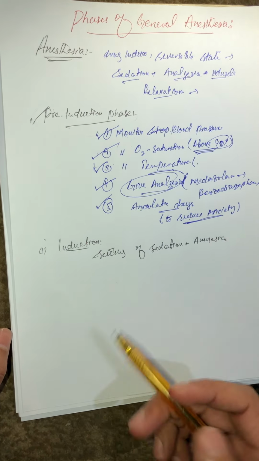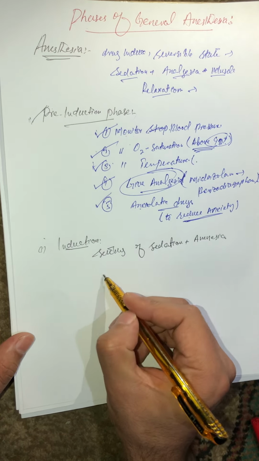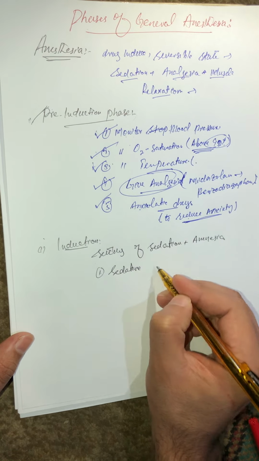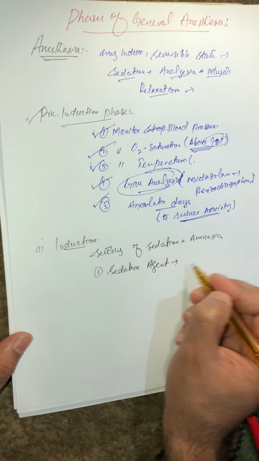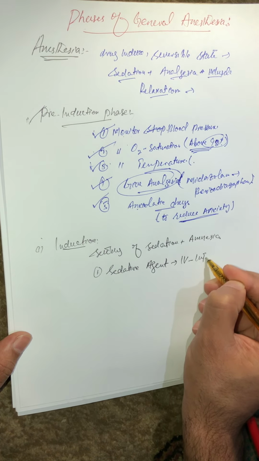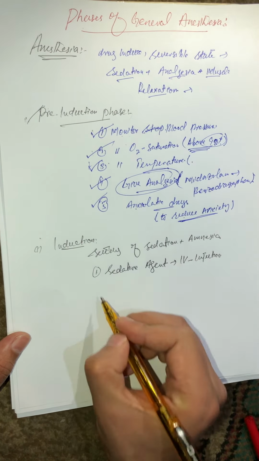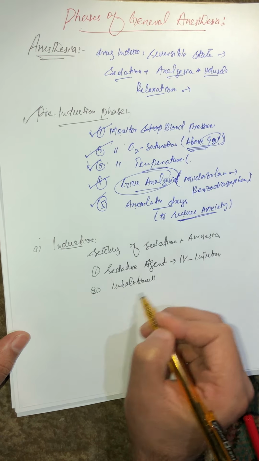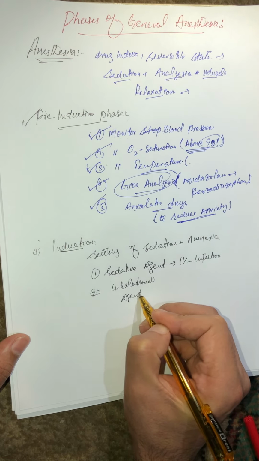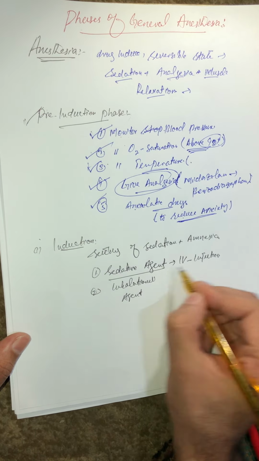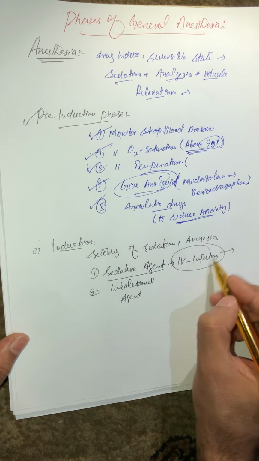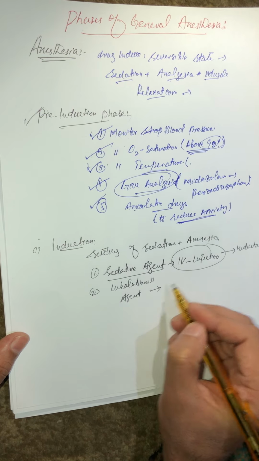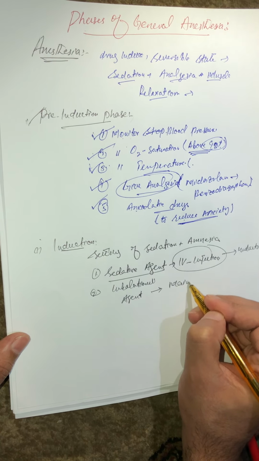Like we have studied, there are two types of agents. The first one is the sedative agent, which is used in IV injection form. And the second one is the inhalational agent. The sedative agents used in IV form are used as induction agents. And the inhalational agents are used as maintenance agents.